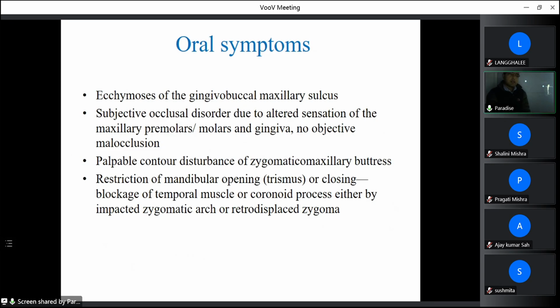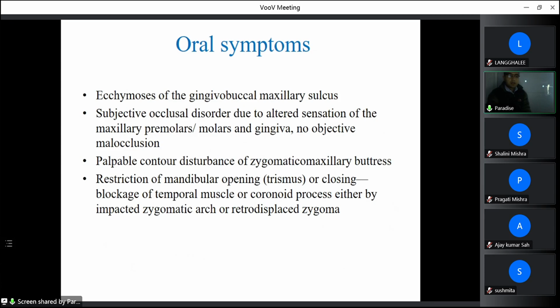Within the oral cavity, in case of ZMC fracture, you will find ecchymosis in the gingivo-buccal maxillary sulcus. If you see the buccal sulcus posteriorly in the maxilla, you can find the ecchymosis, because the zygomatico-maxillary buttress present in that area gets fractured, and it will lead to a collection of blood, that is known as hematoma or ecchymosis. So ecchymosis may be present intraorally within the vestibule of the maxilla posteriorly.